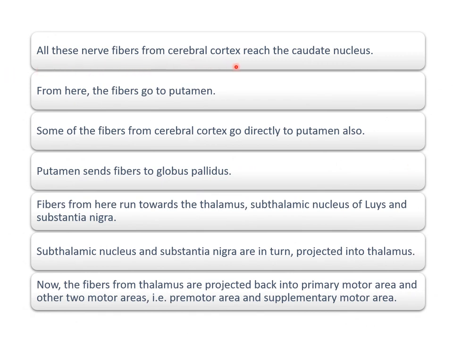All these nerve fibers from the cerebral cortex reach the caudate nucleus, and from the caudate nucleus the fibers go to the putamen. Some of the fibers from the cerebral cortex go directly to the putamen also, and the putamen sends fibers to the globus pallidus. Fibers from the globus pallidus run towards the thalamus, subthalamic nucleus of Luys and substantia nigra. Subthalamic nucleus and substantia nigra are in turn projected into the thalamus. Now the fibers from the thalamus are projected back into the primary motor area. The other two motor areas are premotor area and supplementary motor area. And these are the neuronal circuits of basal ganglia.